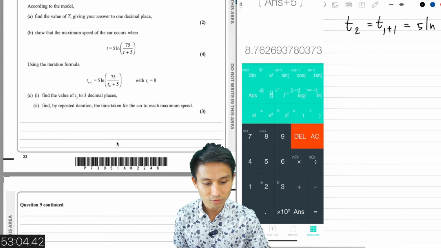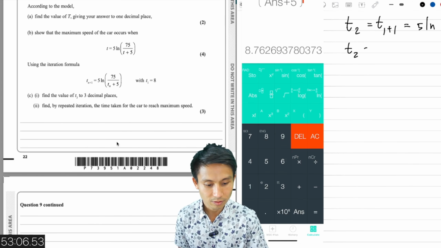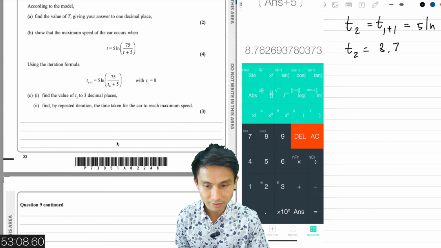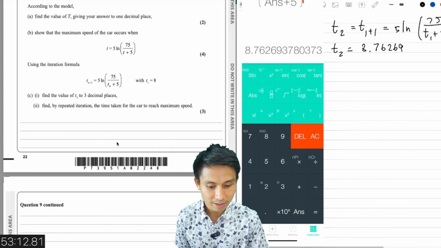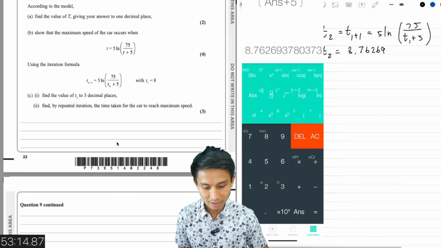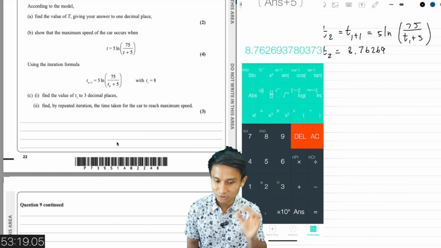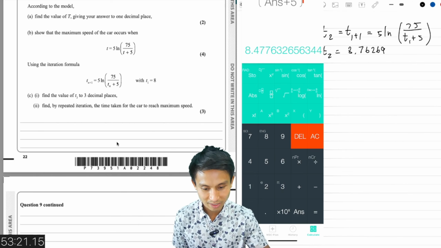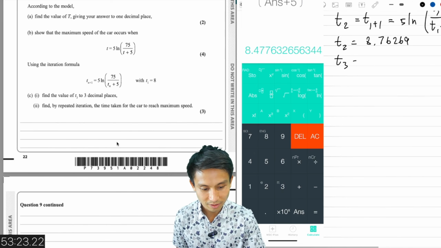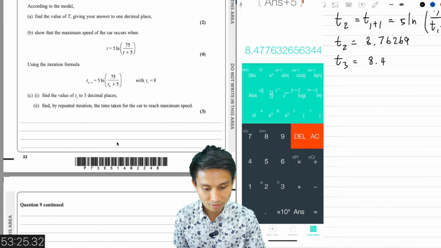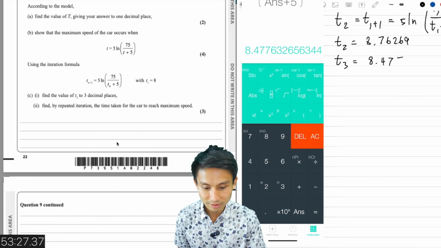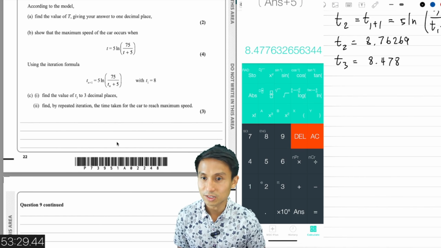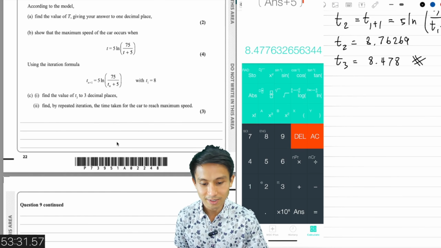So that would be t2. 8.762669. Yeah, I'm going to stop there. And then if you press equal once, it's just going to store. It's not going to be t3 yet. Press it again, that's t3. 8.478. Yeah, 3 decimal places. All right, that's t3.